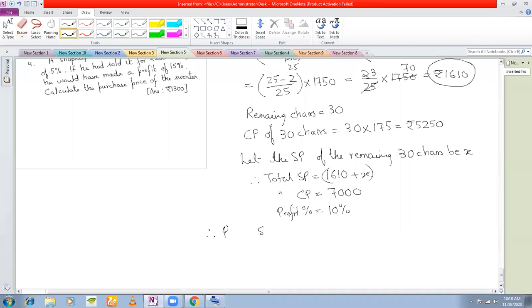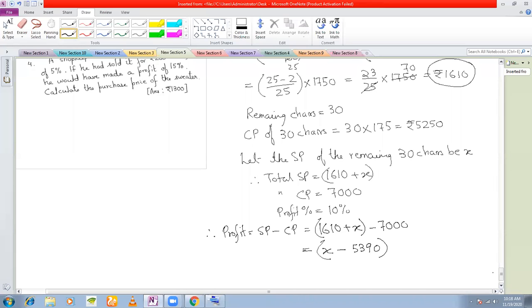Therefore, profit is selling price minus cost price. Selling price is 1610 plus X, and the cost price is 7,000. So this comes to X minus 5390.